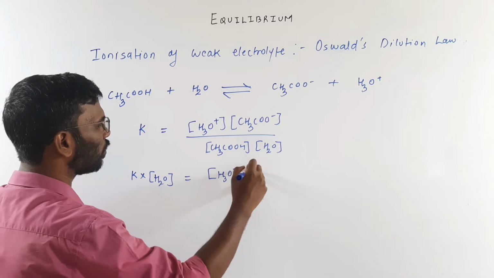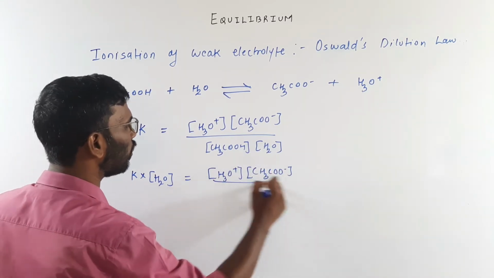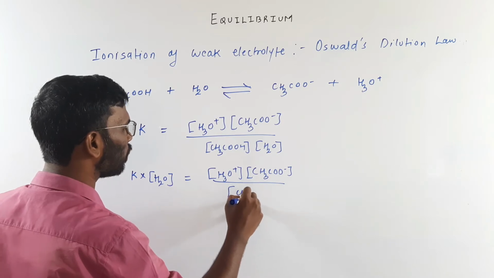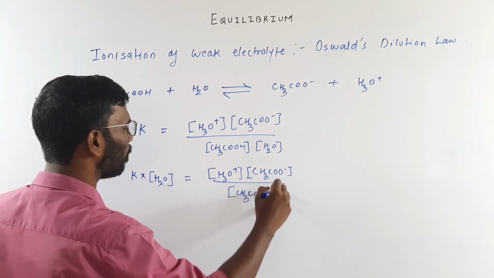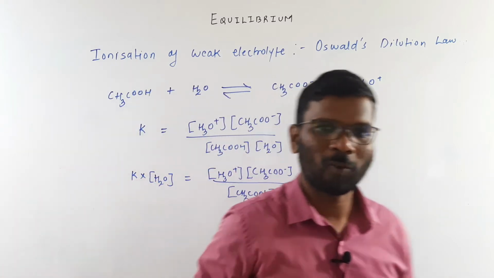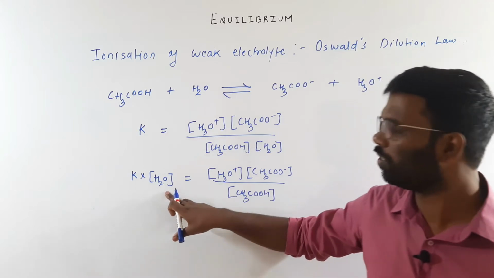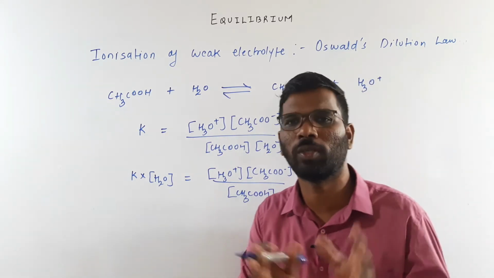H3O plus, CH3COO minus, divided by CH3COOH. This is acetic acid. Now this is constant, and the water concentration, where the square brackets represent a concentration, is also going to remain almost constant.